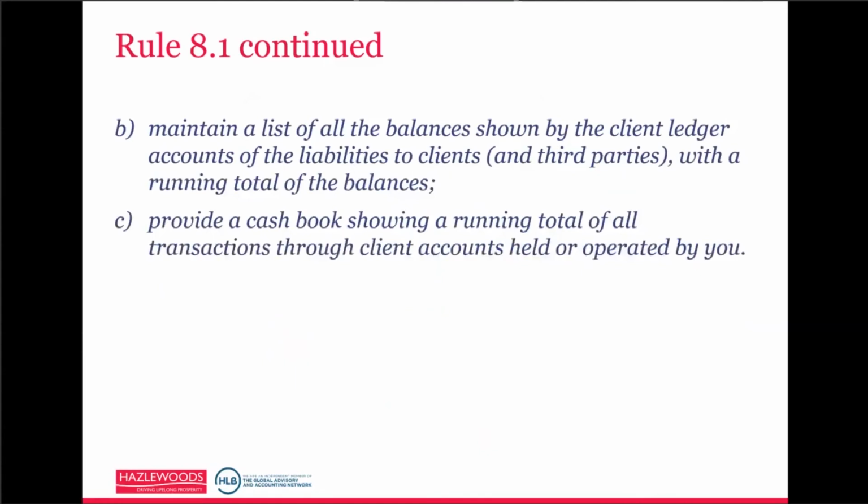Rule 8.1 also says that you need to maintain a list of all the balances shown by the client ledger accounts of the liabilities to clients and third parties, with a running total of balances. This is a standard report on most systems. We refer to it as the client matter listing. You must also provide a cash book showing a running total of all transactions through client accounts held or operated by you. Again, the client cash book is a standard report on most systems.